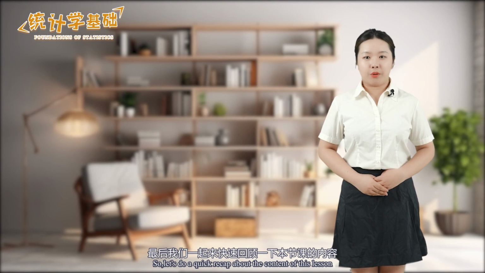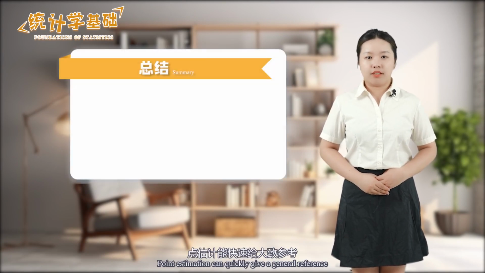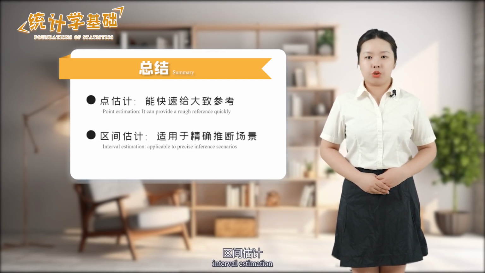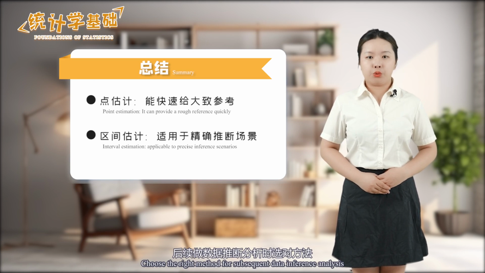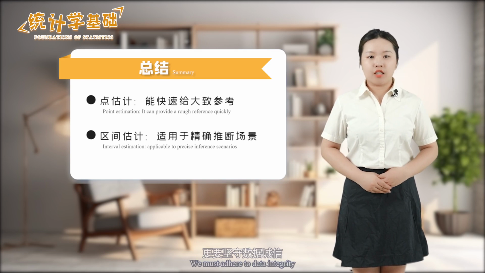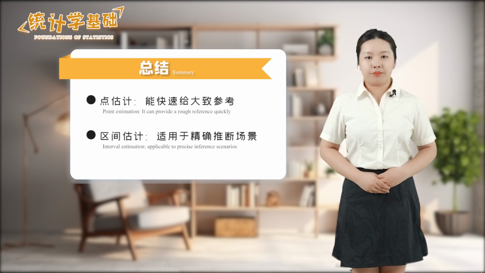So, let's do a quick recap of this lesson. At work, point estimation can quickly give a general reference. Interval estimation is suitable for scenarios that require accurate inference. Remember the steps and logic of both, and choose the right method for subsequent data inference analysis. Use data to support decision-making reliably. We must adhere to data integrity and let every inference stand the test. This is the professional base color we should have.